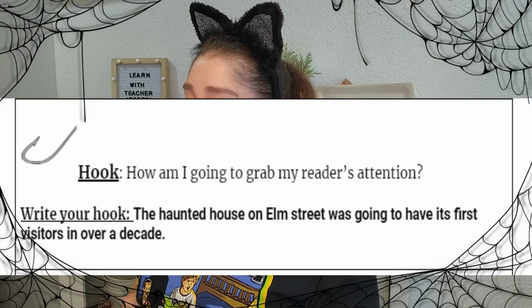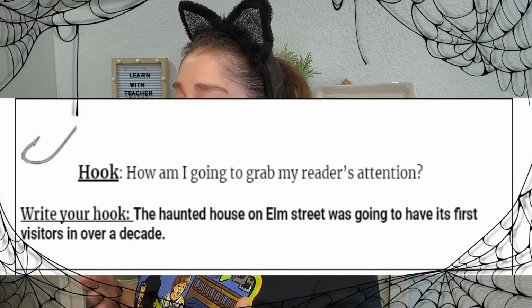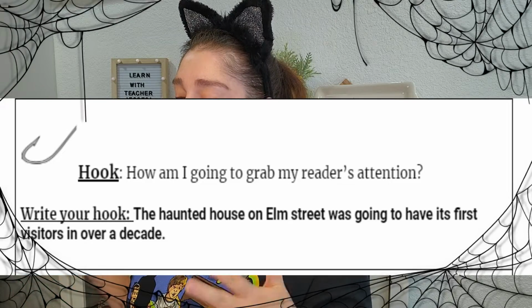So I'm going to share my teacher example of writing a hook, and then we'll talk a little bit about it. The haunted house on Elm Street was going to have its first visitors in over a decade. So this teacher example might lead you to think, I wonder who the visitors are going to be, or I wonder what will happen next. That's the point of a hook. So let's look at some other examples of hooks that may help you come up with your own.